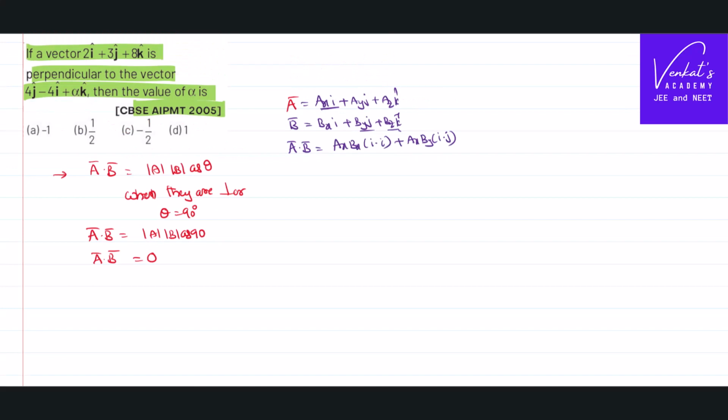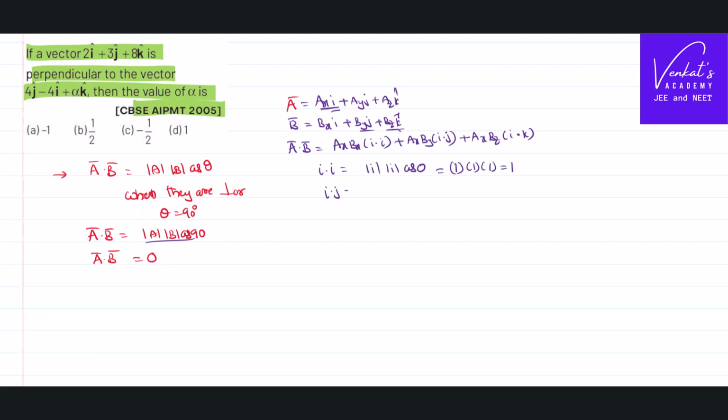First term with the second term, first term with the third term: Ax Bz, i bar dot k bar. What happens when you say i bar dot i bar? It is the same formula: i i cos 0, because these are the same vectors. i is a unit vector and cos 0 is 1. So i dot i equals 1.